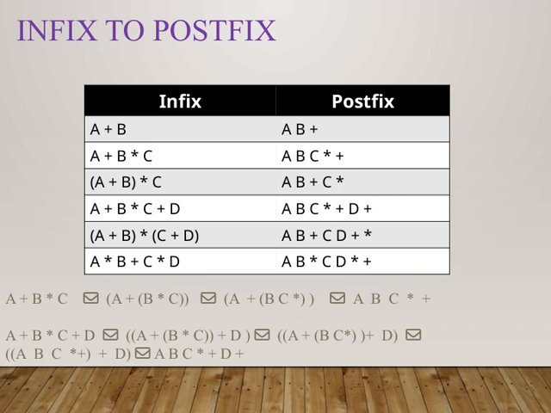Similarly, for an expression like A plus B times C plus D, the postfix form is A B C times plus D plus. Notice how the operators are arranged to maintain the correct evaluation sequence. Finally, for more complex expressions with nested parentheses, like A plus B times C plus D, the postfix notation is A B plus C D plus times. This demonstrates how nested parentheses translate into sequential postfix operations, preserving the intended precedence.